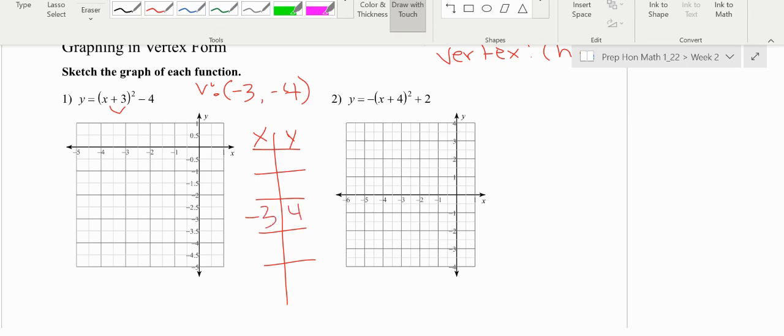I'm going to do the same thing as before. I'm going to pick values above and below. So negative 2, negative 1. Maybe I'll pick this negative 4, negative 5. If I want to do this by hand and put negative 5 in, I could do that.